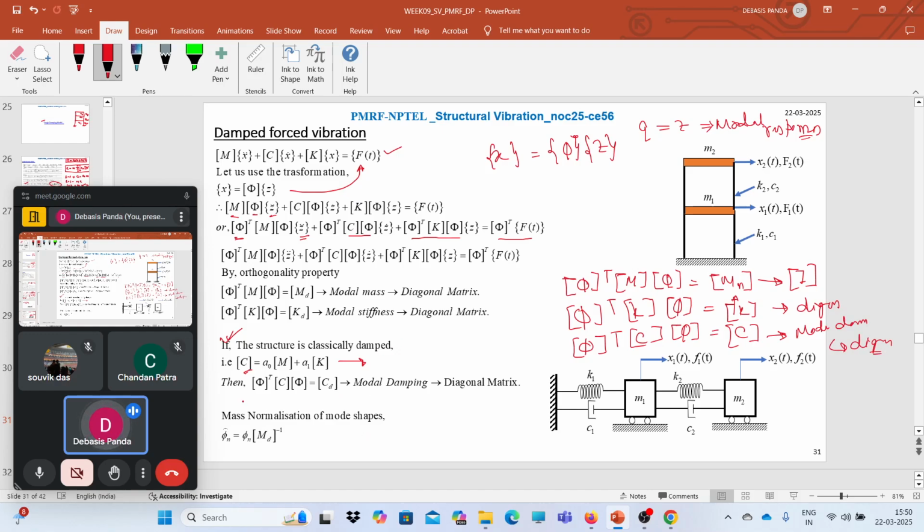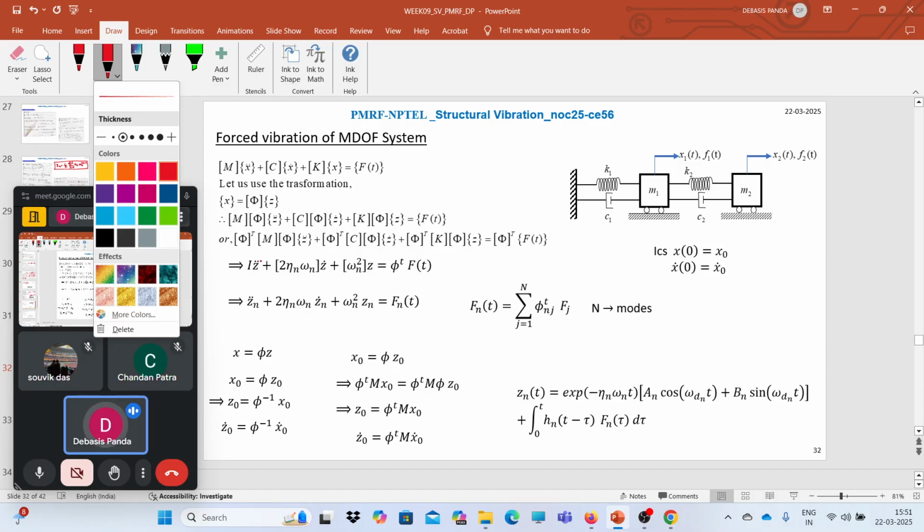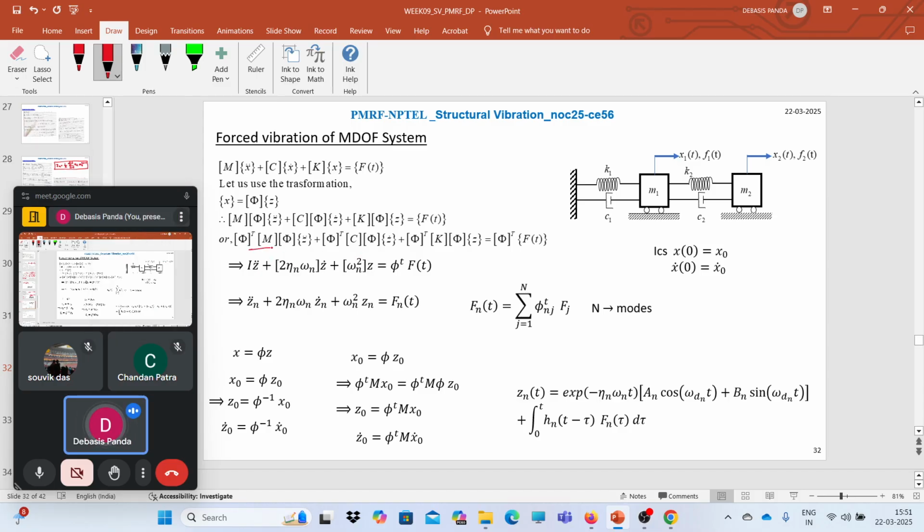Right? Here, mass normalization of the mode shape is nothing but phi n multiplied by the inverse of the modal mass, that means divided by the component of the normalized mode shape. Okay, so now if we further simplify this equation, we are left with M and also phi transpose f(t), this is called the modal force.